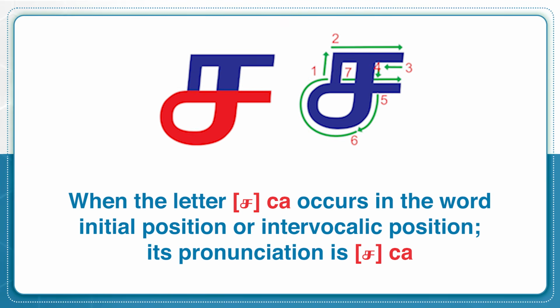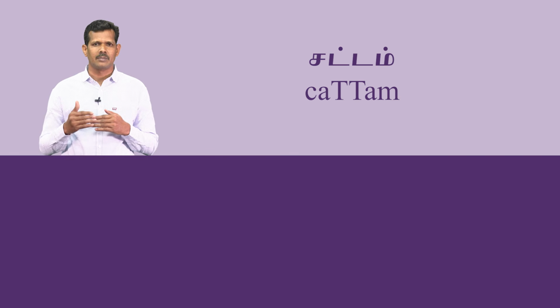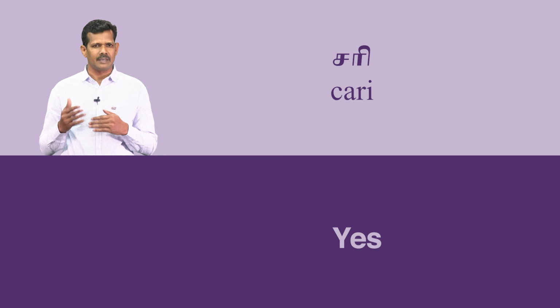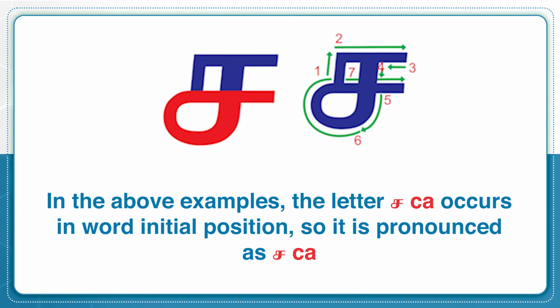When the letter sa occurs in the word initial position or intervocalic position, its pronunciation is sa. First, let us take into account the word initial position. For examples, sattam, which means law. Sabam means curse. Sari, which means yes. In the above examples, the letter sa occurs in the word initial position. So, it is pronounced as sa.